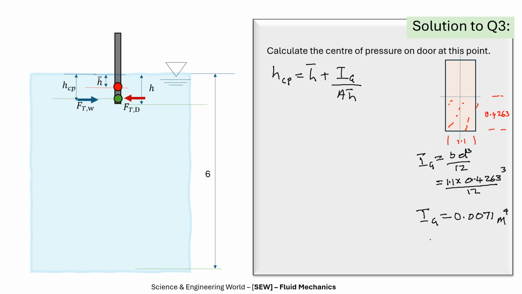H bar we say is equal to 0.21315 meters, and the area we calculated it to be 0.46893 meter square. All right.